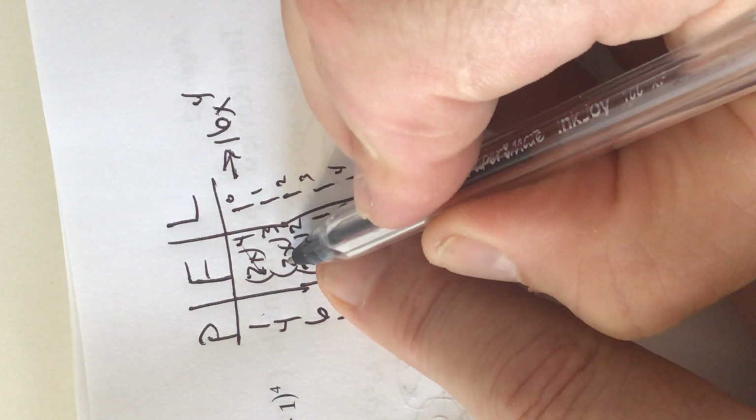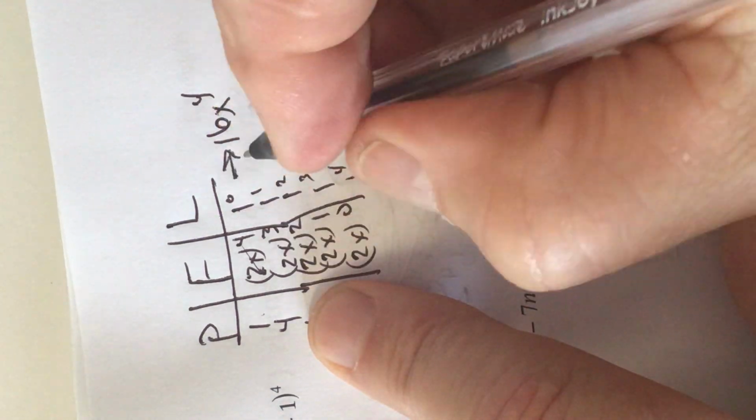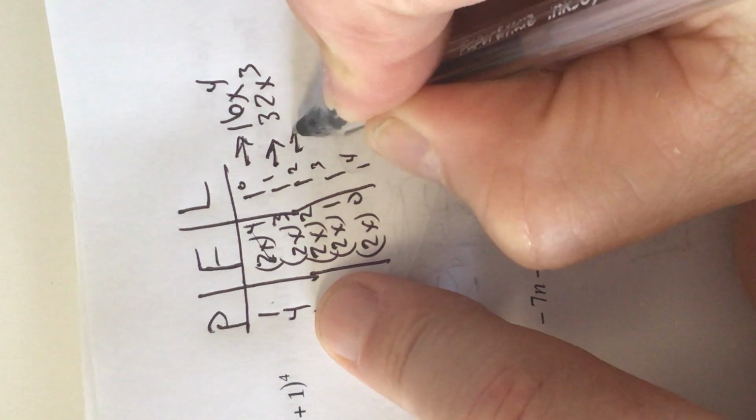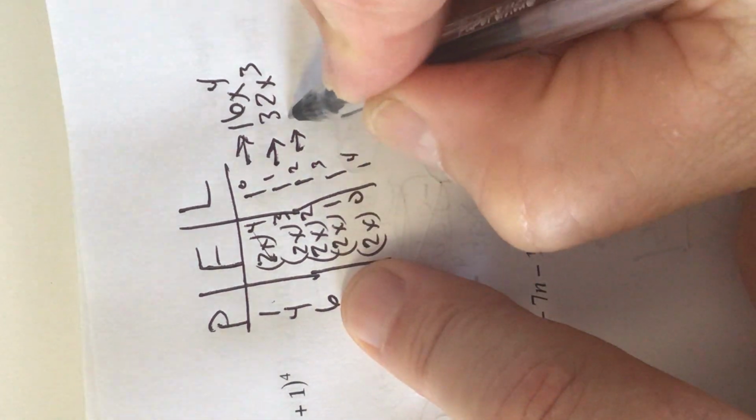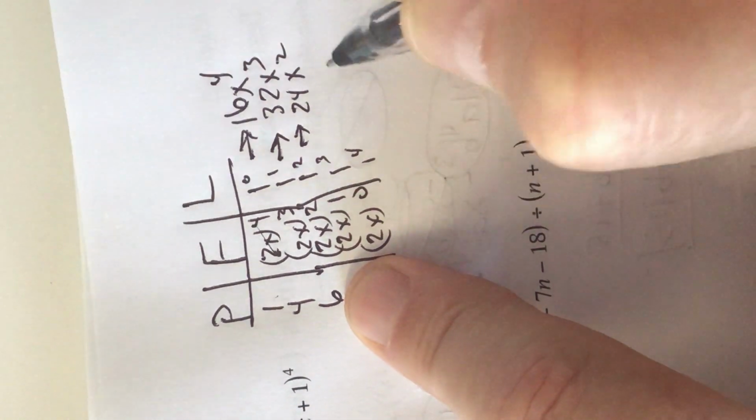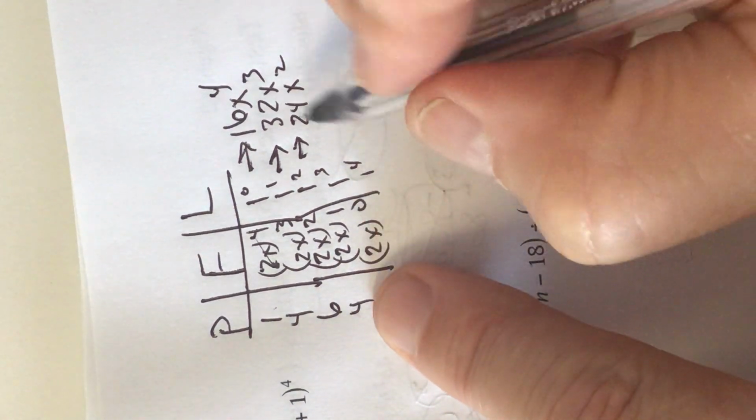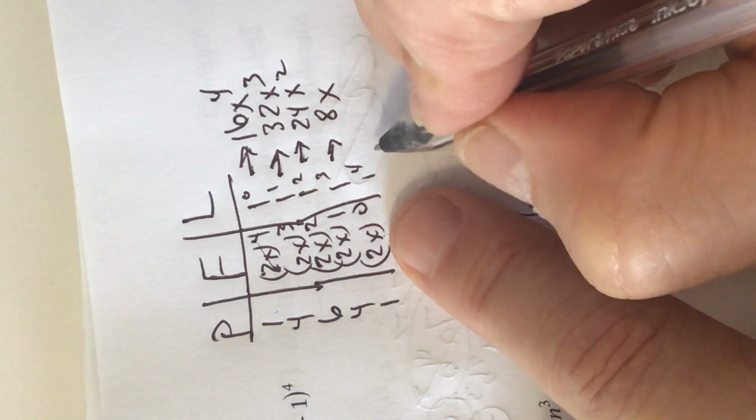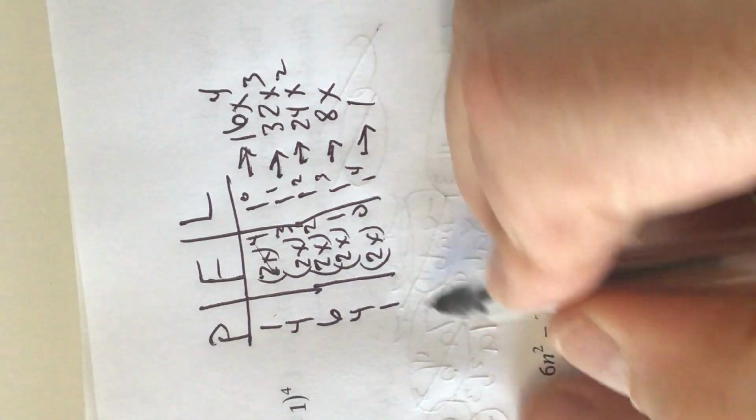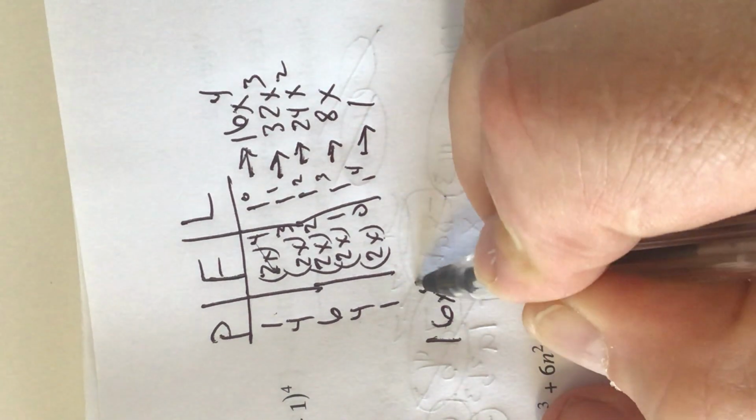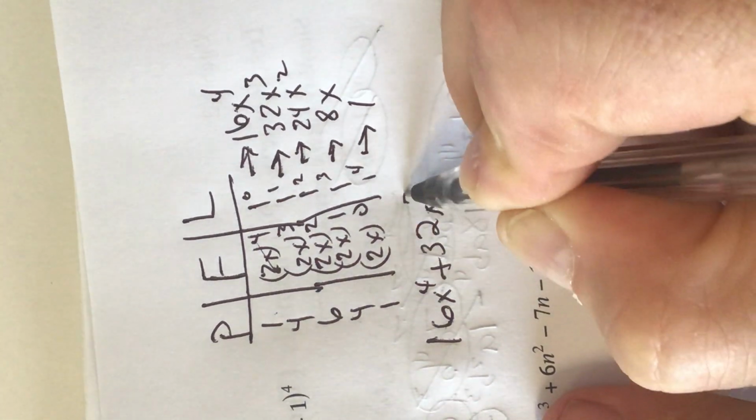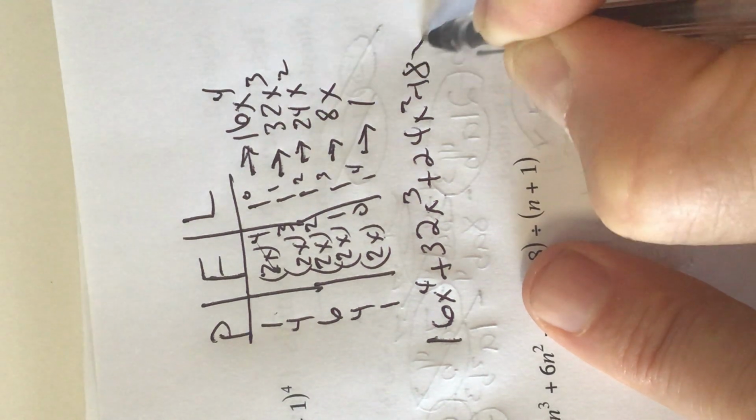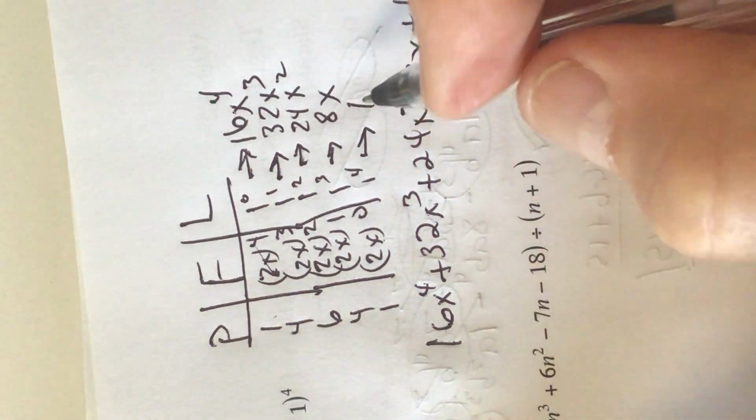Here I have 2 times 2 is 4, times 2 is 8, times 4. 8 times 4 is 32, x to the 3rd. 2 times 2 is 4 times 6, so 24, x to the 2nd. This is 2 times 4, so 8x. And this is a 1 times a 1 times a 1. So we have 16x to the 4 plus 32x to the 3 plus 24x to the 2 plus 8x plus 1.